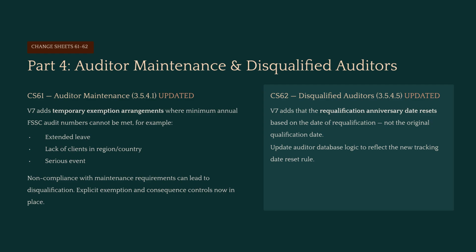The main message for this slide is that Version 7 makes auditor maintenance more transparent. It gives a controlled route for temporary exceptions, but it also makes disqualification and requalification tracking clearer and stricter. In the next module, we will cover changes in the requirements of the accreditation body.